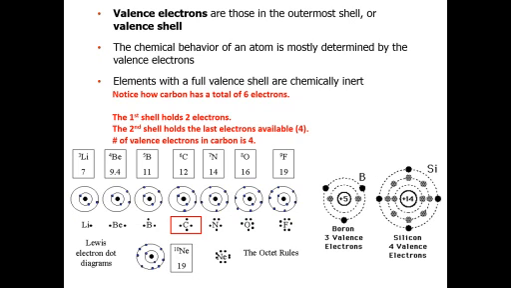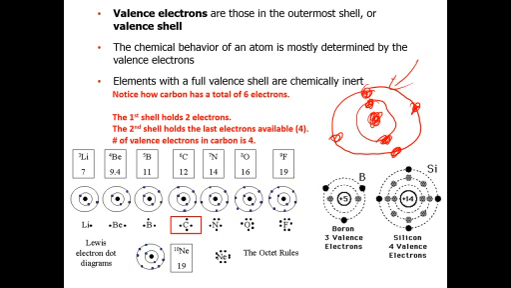Looking at carbon. Carbon has 6 electrons. When you look at the nucleus here, you have the first shell, it gets 2 electrons. Since there are 6, you're left with 4. Well, you have your second shell. You have 1, 2, 3, 4 valence electrons. So these would be your valence electrons here.